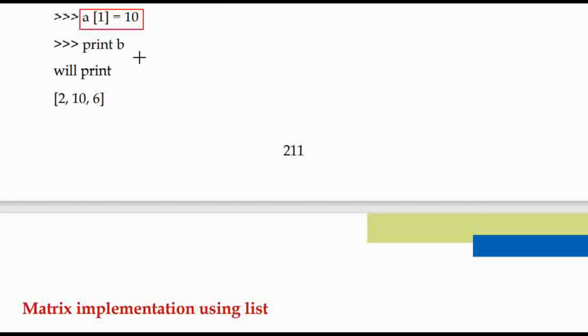A[1] is equal to 10. Print B will print 2, 10, 6, because A[1] is assigned a new value 10.